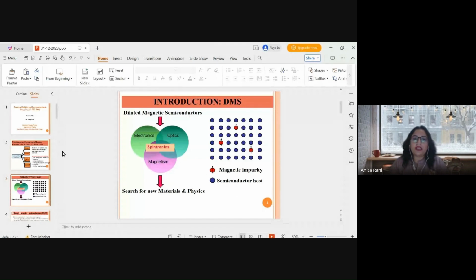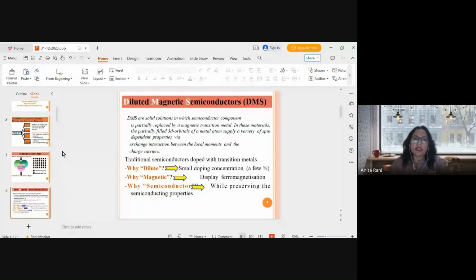DMS are solid solutions in which the semiconductor component is partially replaced by a magnetic transition metal, and the material partially fills the 3D orbitals of the metal atom and supplies a variety of spin dependent properties. This depends upon two main phenomena. One is the exchange interaction between the local moments, and the second is the charge carriers.